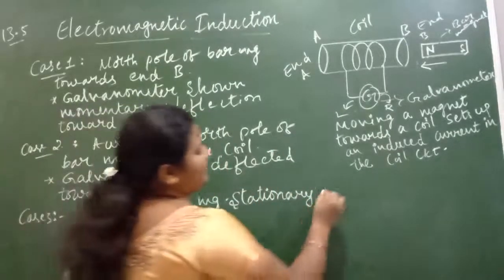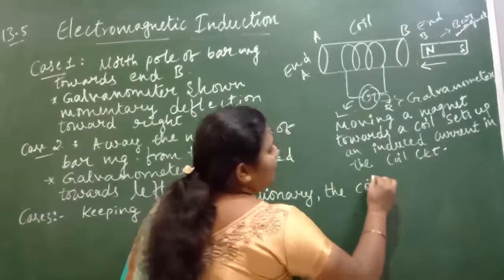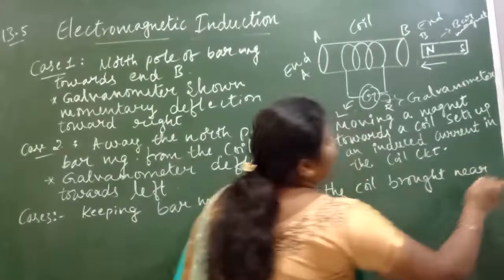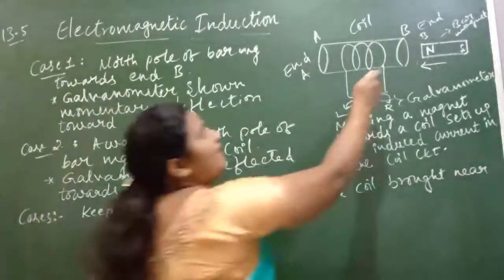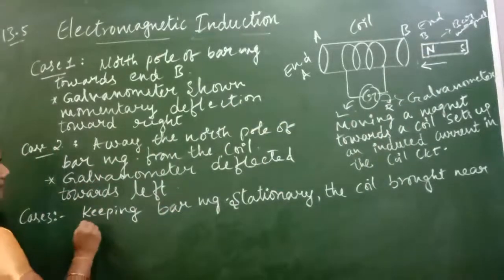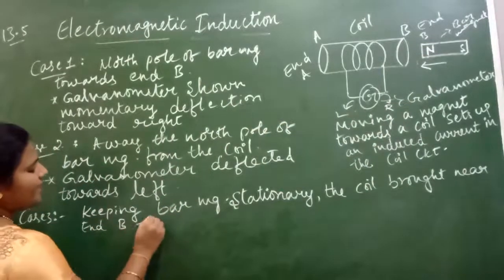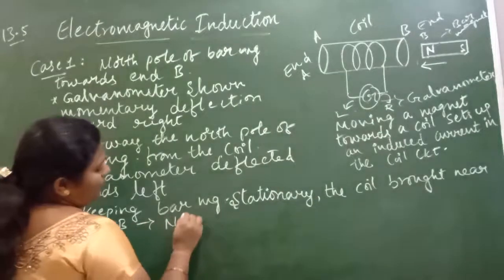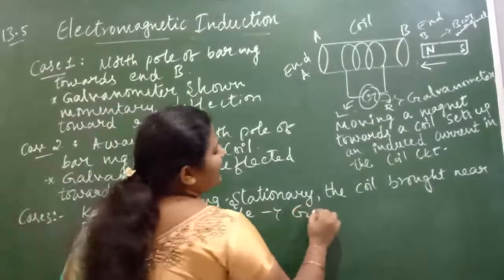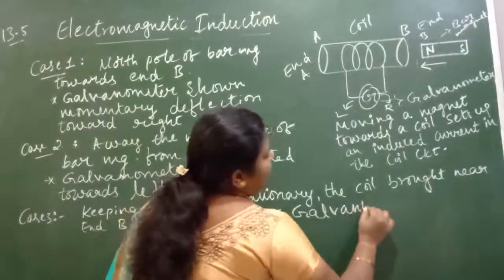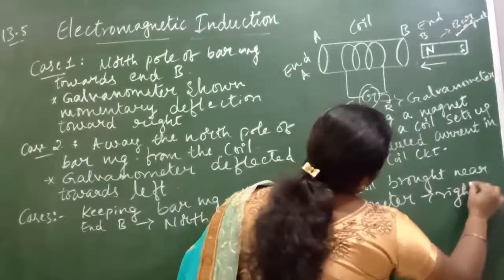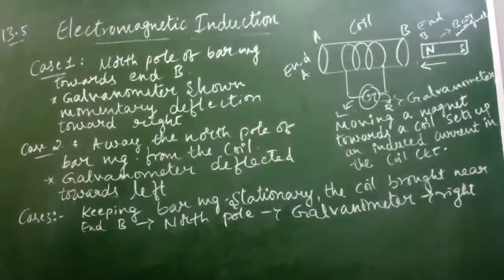The coil is brought near, that is, the end B of the coil is brought near the north pole of the magnet. End B of the coil is brought near the north pole. Then the galvanometer has deflected towards, once again, right, children. It has shown a momentary deflection again here.